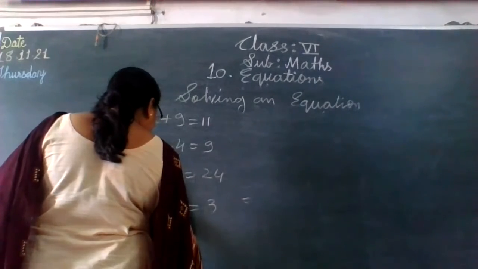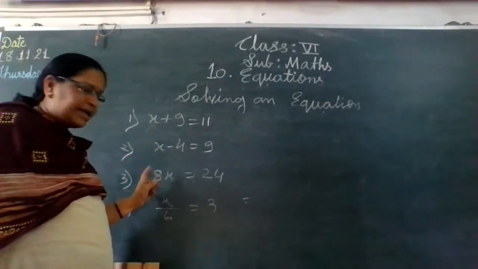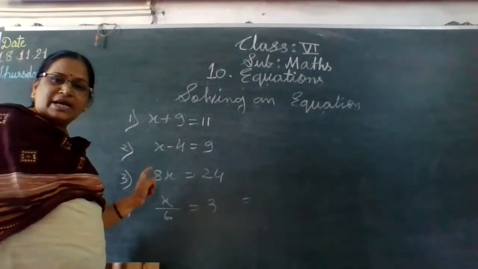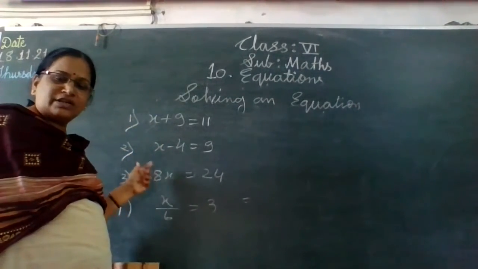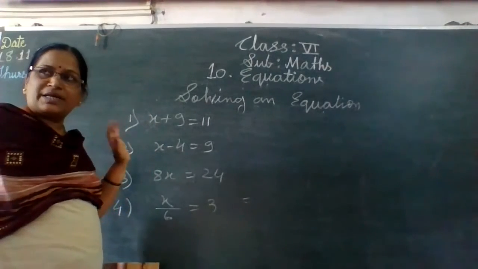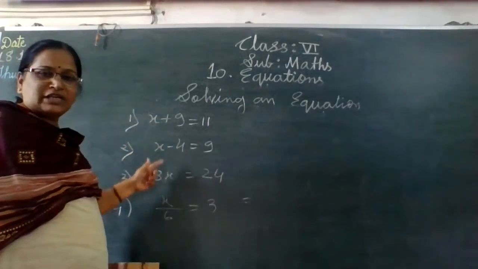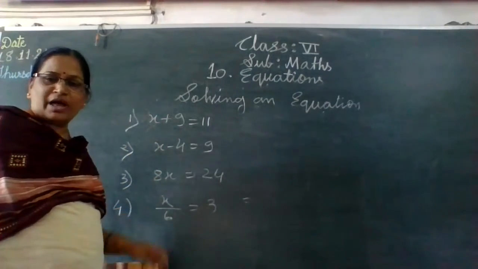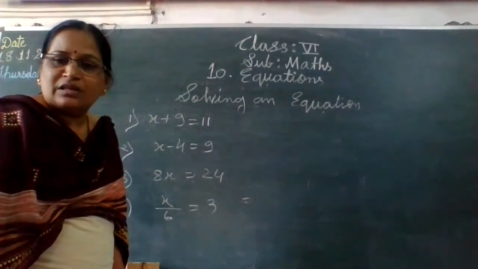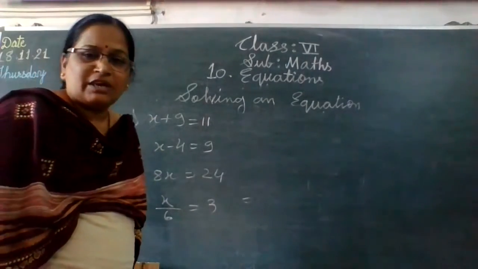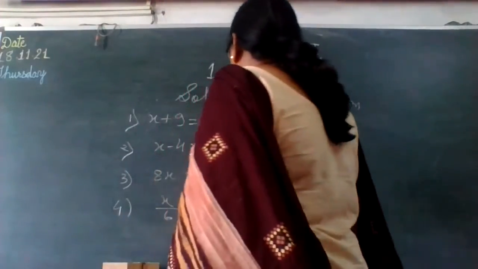Now see children, you have plus, minus, 8x. What is the meaning of 8x? 8 multiplied by x. If there is no sign seen, that means there is multiplication. And x upon 6. So plus, minus, multiplication, division. So here you have to apply all the 4 equalities of the equation. Okay.